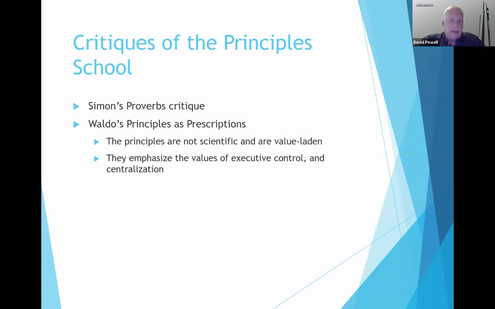Dwight Waldo, the second critic of principal school, is again a very well-known author in public administration. I'm sure you've run into him before in the program. Here, Waldo also takes issues with the principles and refers to those principles as being prescriptions, being normative prescriptions. And we know that when something is normative, when we ask a normative question or we make a normative statement, we are asking or we're saying, this is how it ought to be. This is how it should be. And Waldo is saying that these are prescriptions, these are normative. They are not scientific principles.